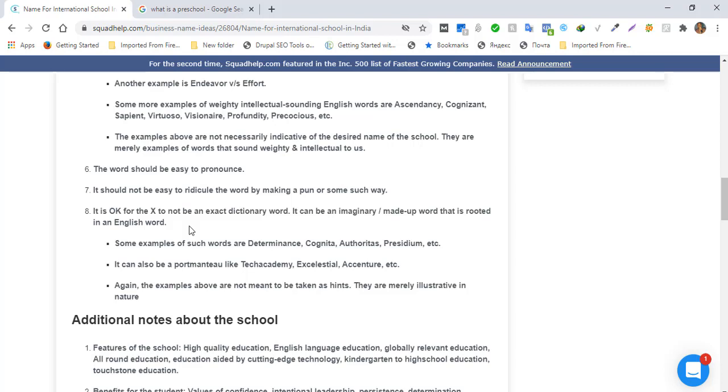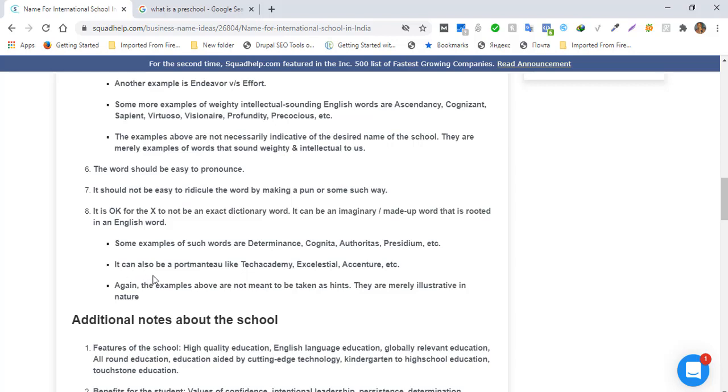It can be an imaginary or made-up word that is rooted in an English word. Just as I said earlier on, it could be rooted in Latin or Greek or any of the old languages, but it should have meaning and it should have weight. Now, some examples of such words are determinants, cognita, autoritas, presidium.